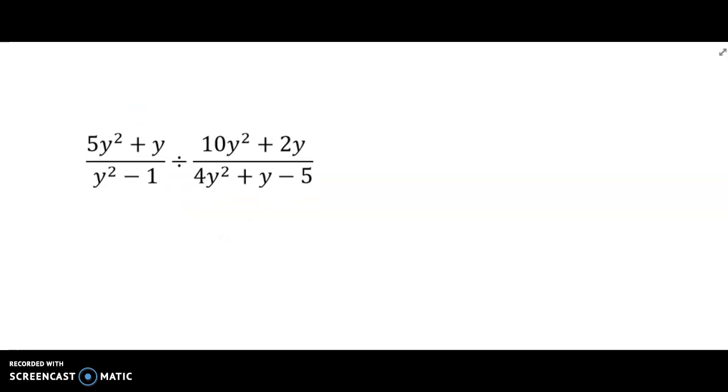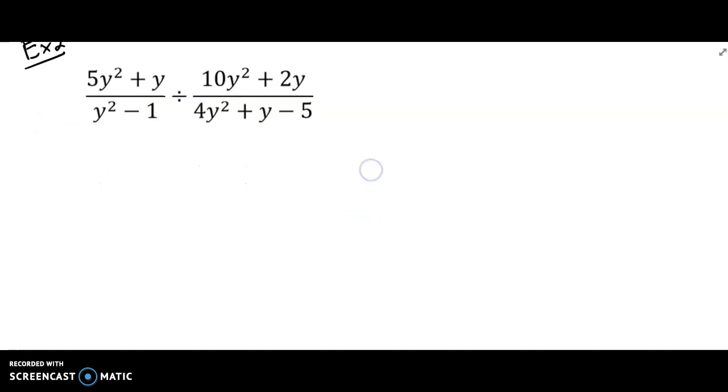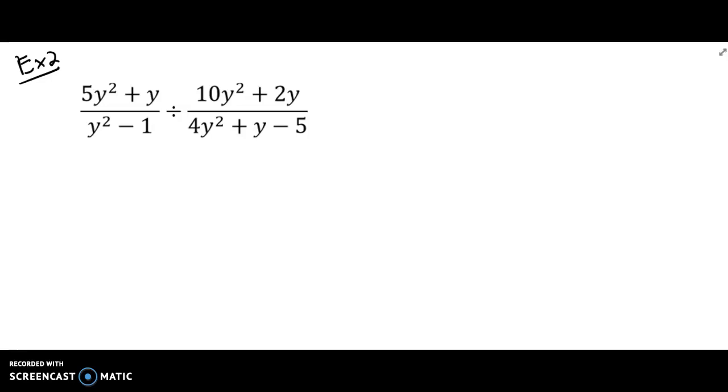Okay, let's call this example 2. Make sure you pause and write the original problem. So, I see a division sign instead of multiplication. We are going to do a keep change flip for multiplication.